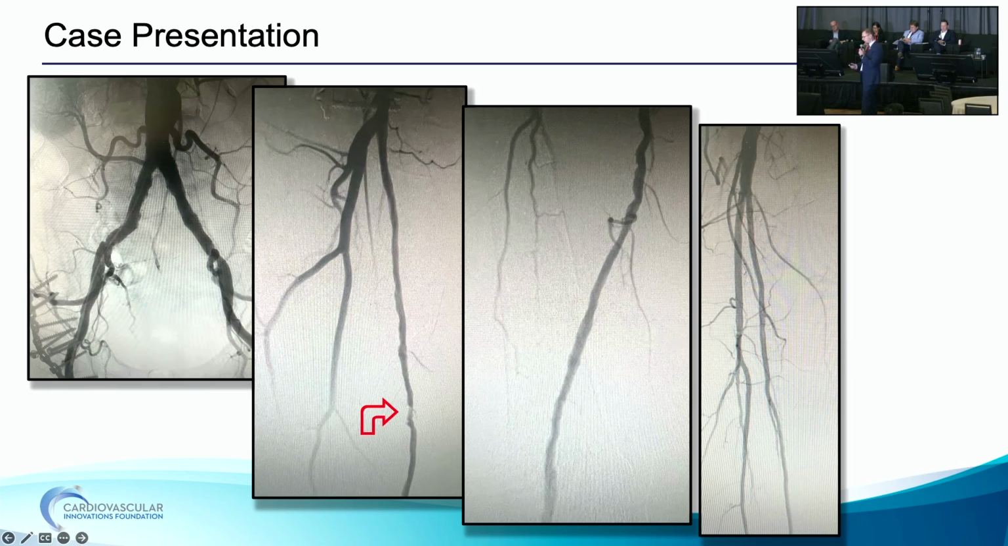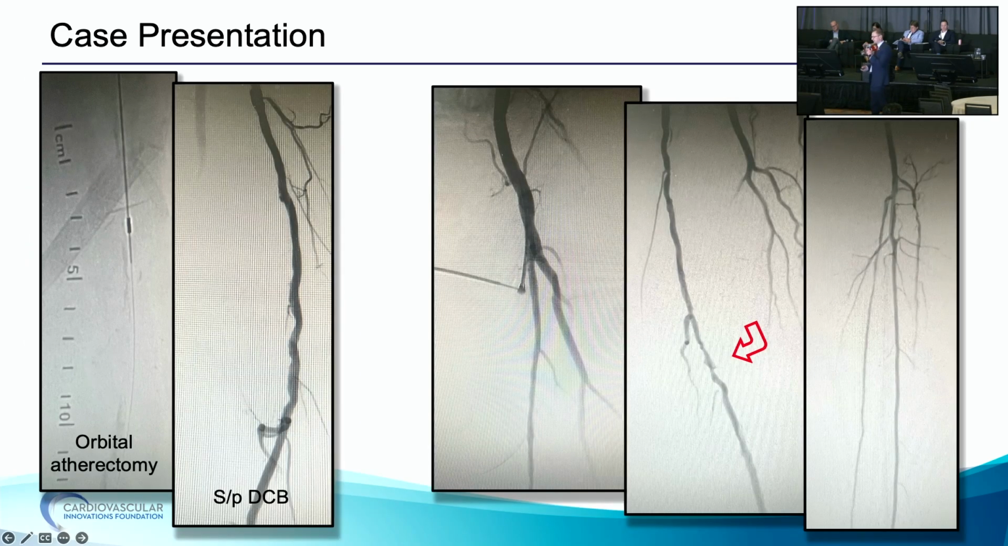The arrow shows that there is an eccentric, not very severe angiographically, but eccentric calcified lesion in the mid to distal SFA. The rest of the popliteal is mildly to moderately diseased. There's a good 2-vessel runoff. We ended up treating this with orbital atherectomy. This is going a few years back before the IVL. Finished with DCB, got a good result.